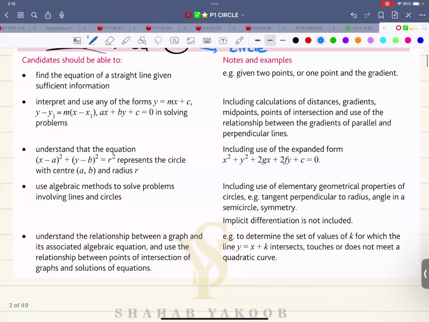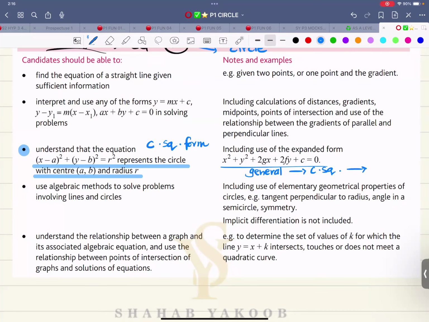So if we look at the syllabus, up till here, it's about straight line. And then from this point onwards, understand that the equation represents the circle with center (a, b) and radius r. This is known as the completed square form of equation of a circle. Why? Because this expanded form, let me label this as the general form, we will use the method of completing the square and convert it into the completed square form.